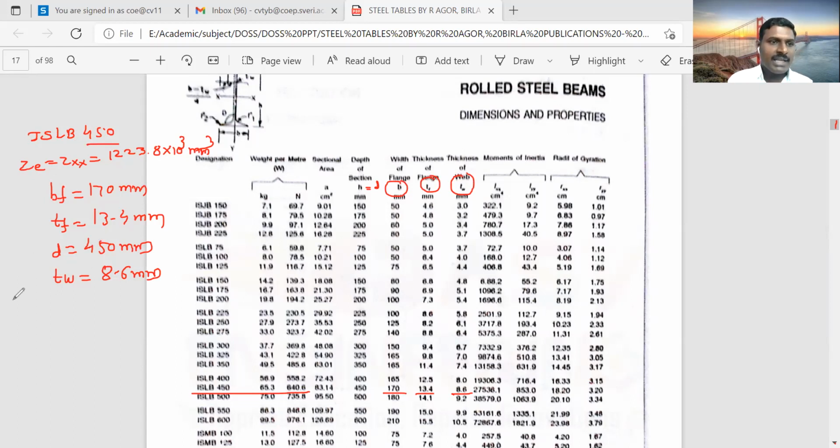So that is why I am writing here. I am not writing this of my own accord. Why am I writing only D, TF, BF, D? Because this is required in the next step, so that you should know what is required from this particular steel table. Okay, so write down all these properties. ISLB 450 section is there. Write down all the properties.